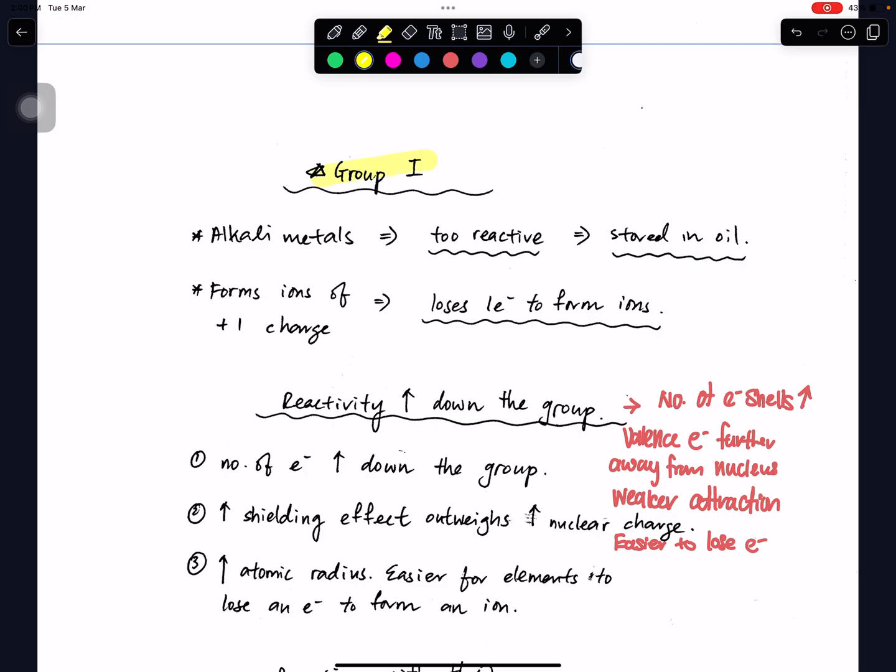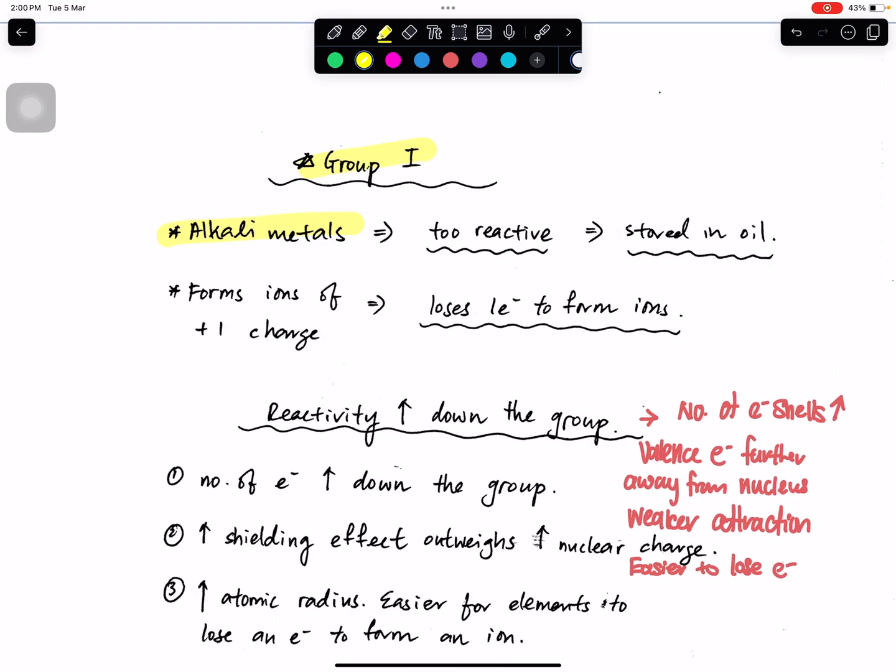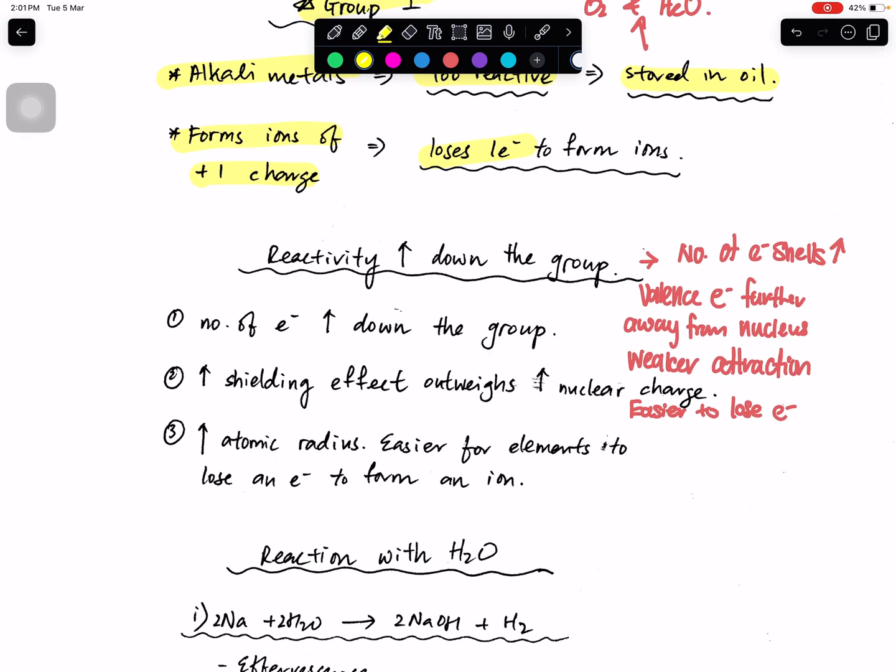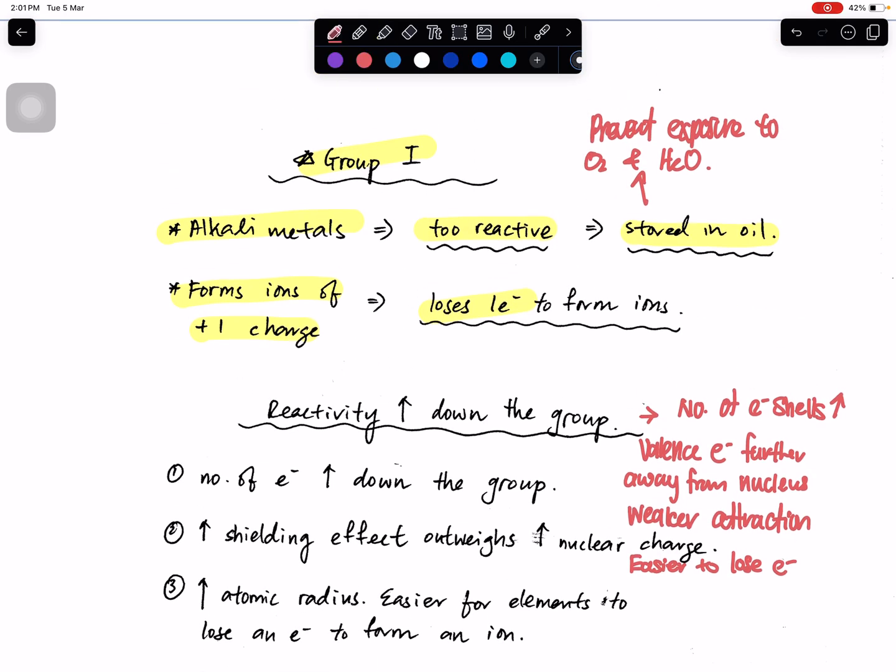When it comes to your group 1 metals, we actually call them alkali metals. Why? Because they are very reactive, so we store them in oil. The purpose of storing them in oil is to prevent exposure to oxygen and water. These alkali metals will form ions of +1, so that means they need to lose 1 electron. Other than that, some key features you need to note about them are that they tend to be rather soft and have low density, so they can be cut easily.